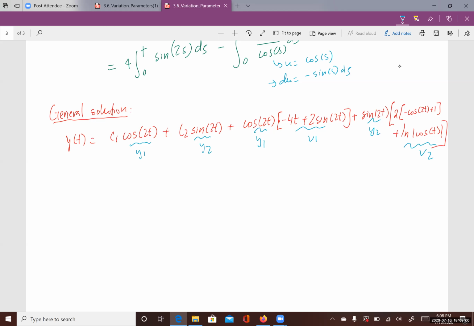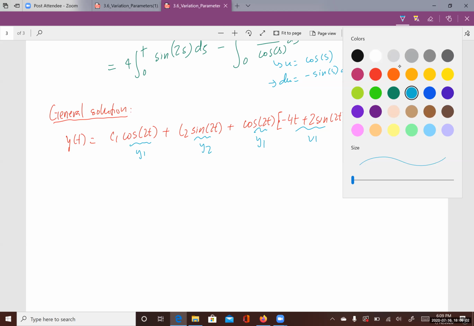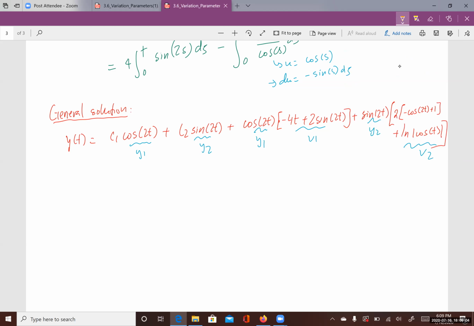So remember, if you want to find the particular solutions, then you need to find y prime. So let's see. y prime of t equals negative 2c1 sine of 2t, take the derivative, so it's going to be sine of 2t plus 2c2 cosine of 2t.